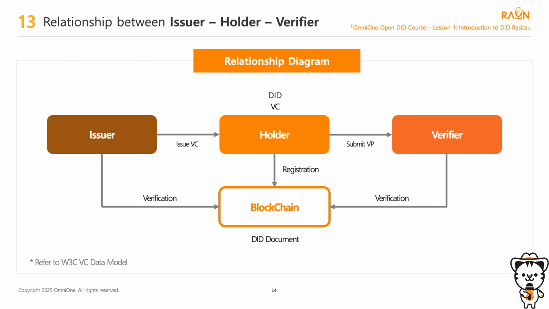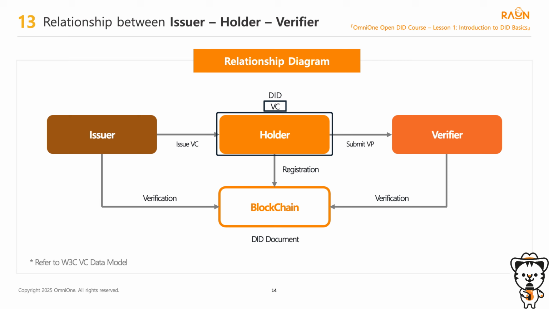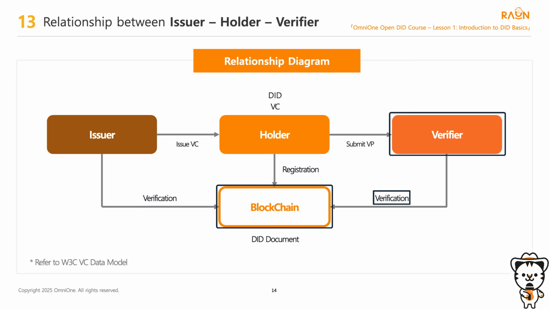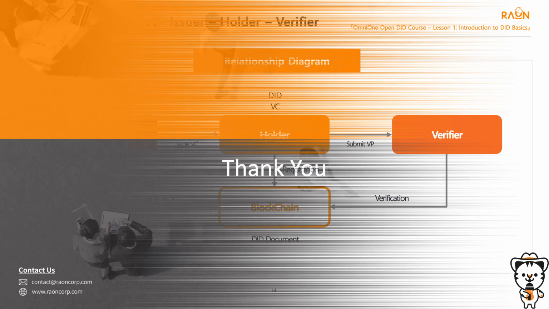Let's now bring together the roles of issuer, holder, and verifier. The holder starts by creating a DID, their digital identifier. This DID is registered on the blockchain as a DID document. Next, an issuer checks the holder's identity and issues a VC. The VC is then linked to the holder's DID. The holder now owns this VC, and when needed, submits it to a verifier either as a VP or through ZKP. The verifier checks the issuer's and holder's DIDs on the blockchain, verifies the signature, and makes a decision. This interconnected process between issuer, holder, and verifier is what makes the DID system function as a trust framework.